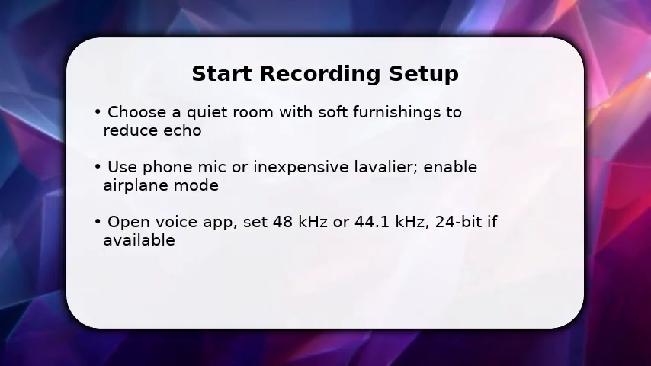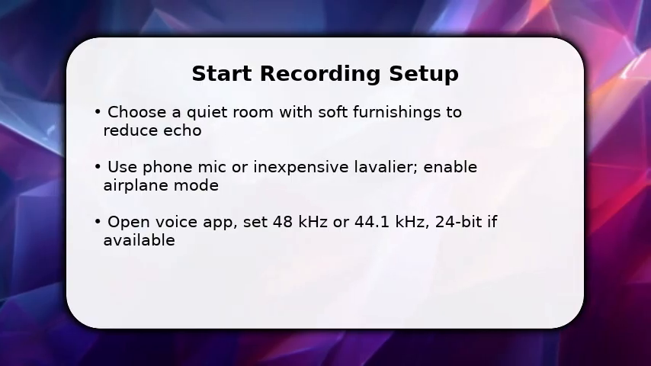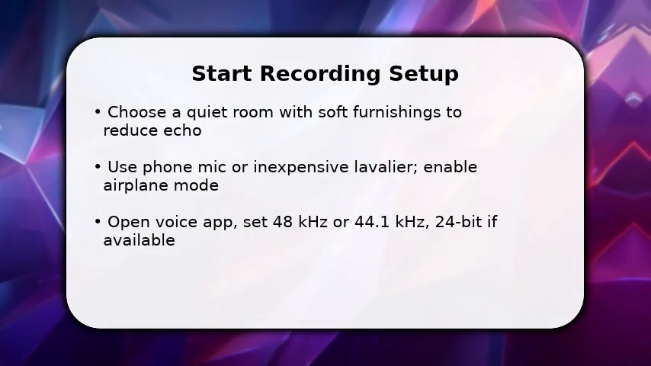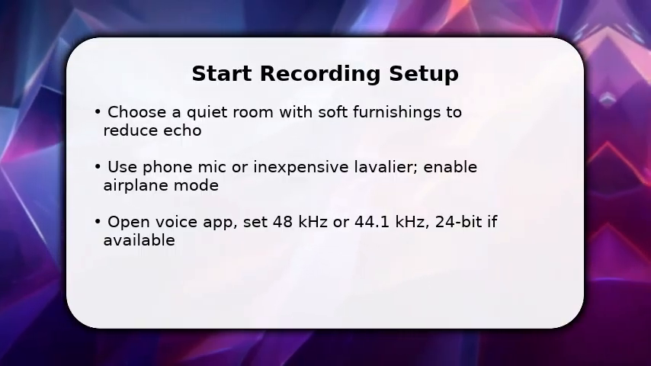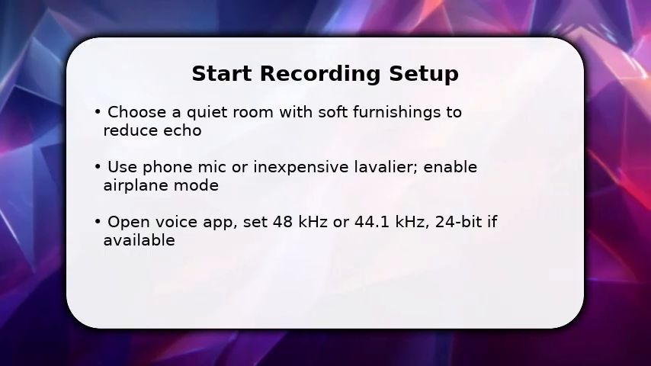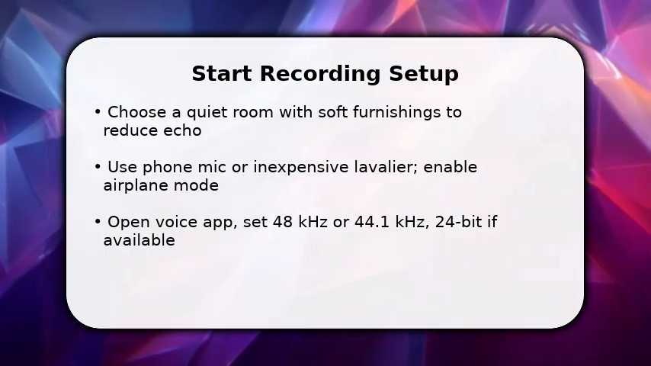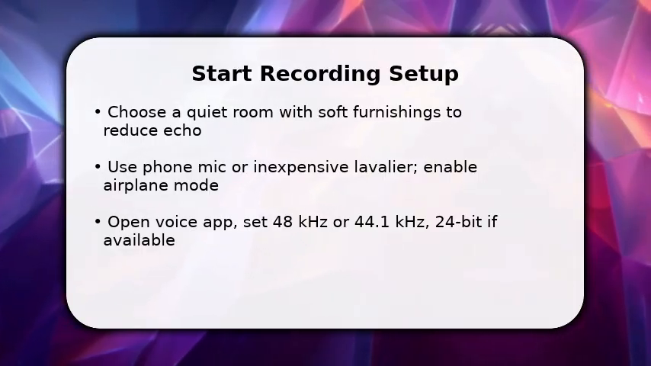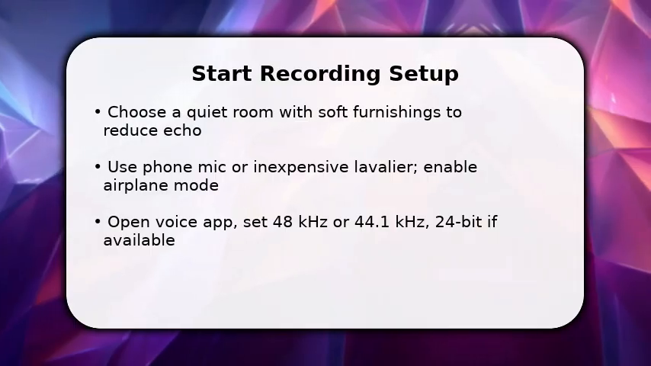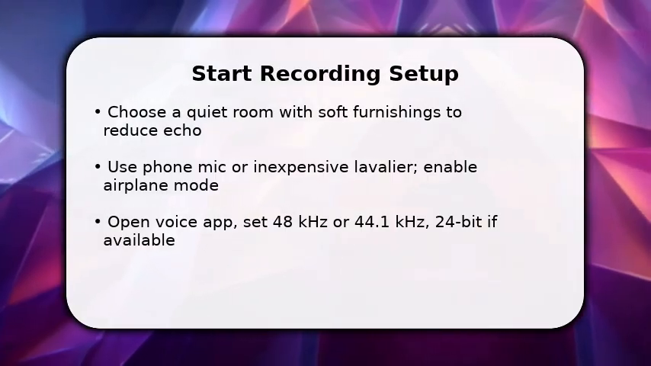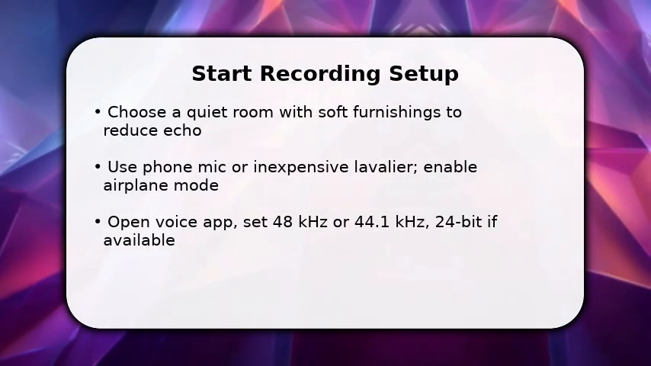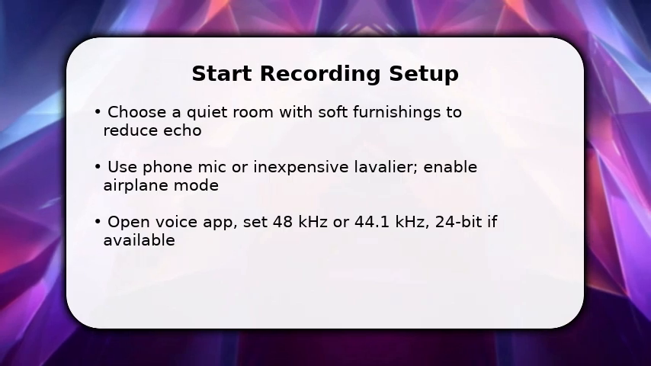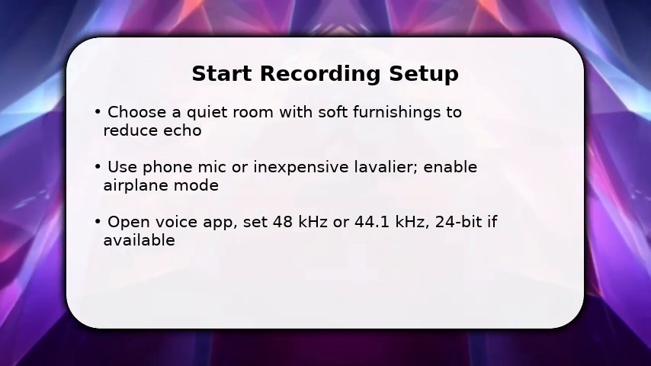You begin by claiming a quiet space and locking distractions. Place your phone on a stable surface or attach a lavalier. This reduces handling noise and keeps levels steady. Open your recording app and select a sample rate like 44.1 kHz or 48 kHz. Higher bit depth helps headroom. Once done, run a quick 3 to 5 second test, speak at intended volume, and listen back to confirm clarity and distance. Adjust mic position until your voice sounds natural and full.